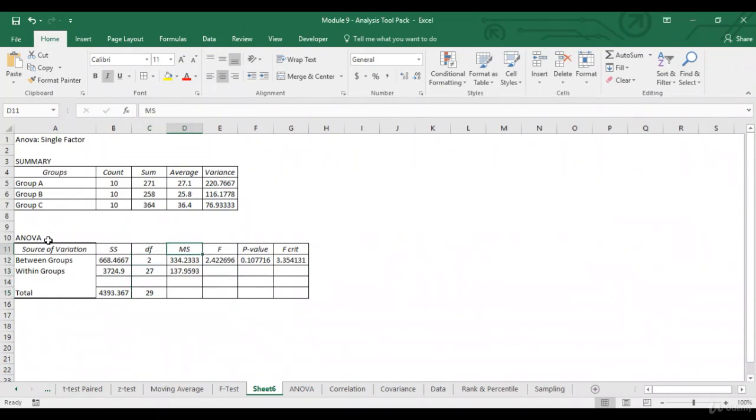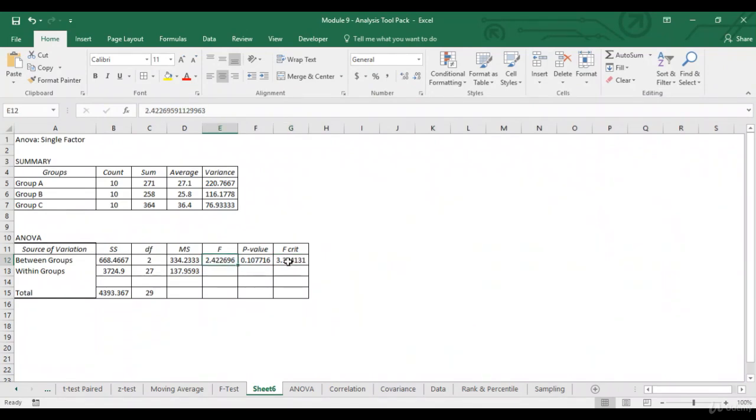Then you've got mean sum of squares over here. So basically this is calculated by sum of squares divided by the degrees of freedom. Then you've got the calculated F over here, which is this divided by this. And this is the p-value, and this is the F critical or F tabulated value at 5% level of significance.